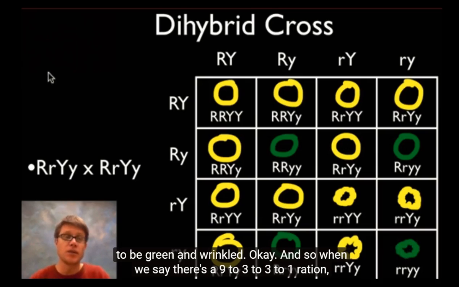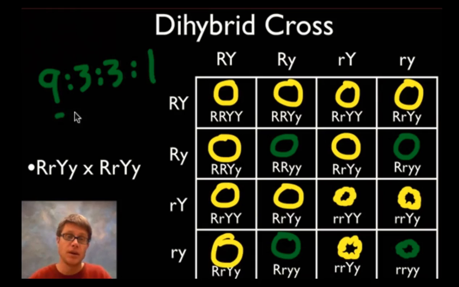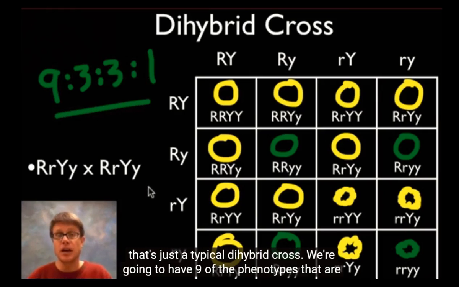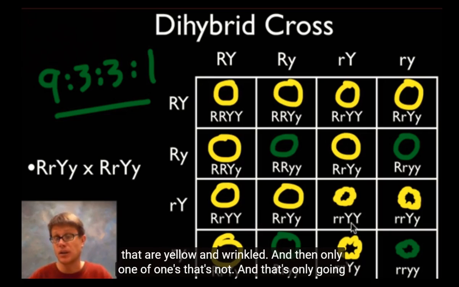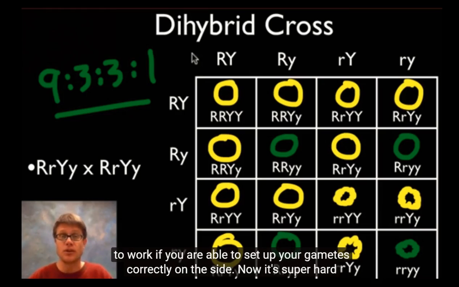Okay. And so when we say there's a 9 to 3 to 3 to 1 ratio, that's just a typical dihybrid cross. We're going to have 9 of the phenotypes that are round and yellow, 3 of the phenotypes that are round and green, 3 of the phenotypes that are yellow and wrinkled, and then only 1 of the ones that's not. And that's only going to work if you are able to set up your gametes correctly on the side.